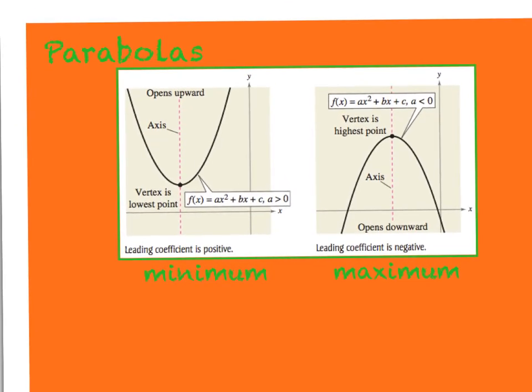So, the shape is a parabola, and it either opens up or it opens down. True? True. It opens up when the a value is what? Positive. It opens up when your a value is positive. It opens down when your a value is negative. Now, we talked about these things called relative maxes and relative mins. If it opens upwards, it has a relative what? Minimum. Okay? If it opens downward, it has a relative maximum.